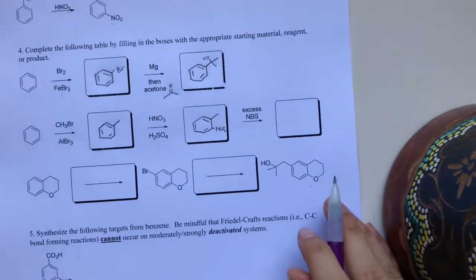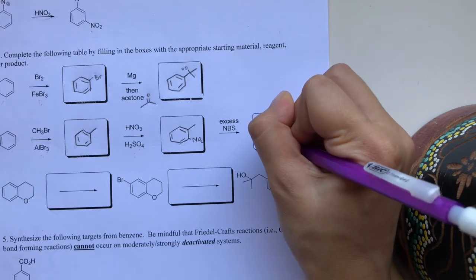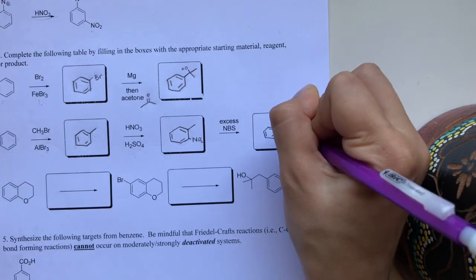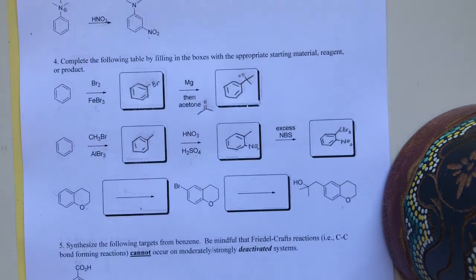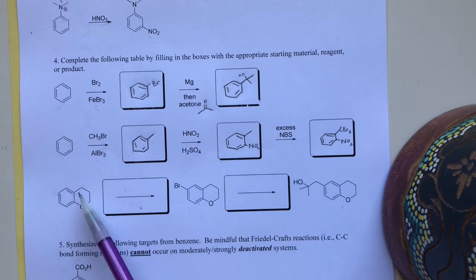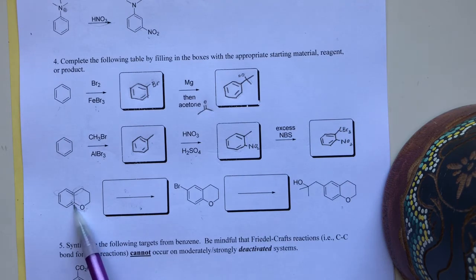Excess NBS will add a Br3 group onto the methyl group. This molecule is brominated to create this molecule, but understanding the difference between these substituents is really important to understand where the bromine adds. So this substituent is a weak activator, while this is a moderate activator, and since this is the stronger activator, this is the priority, so it's going to add para from this ether group.